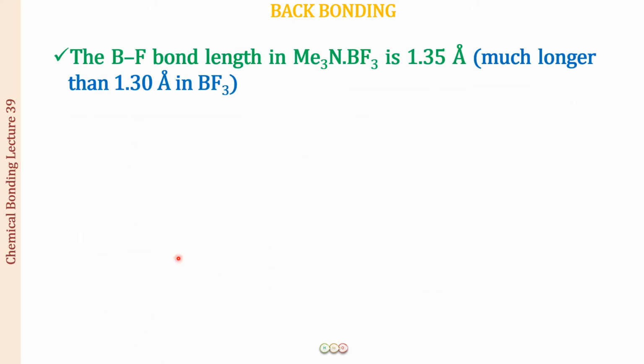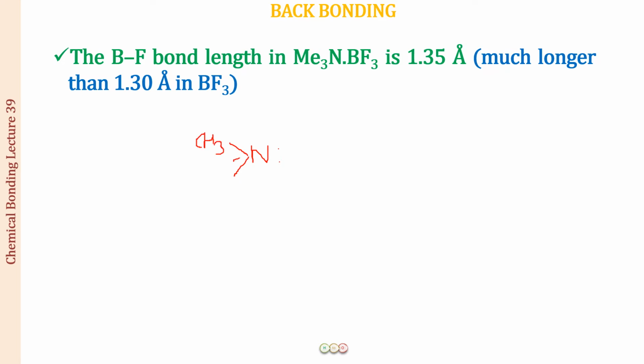Great. So let us see one more application of the B-F bond. So many applications you are learning, and any of these applications can come in the exam. These are all very important. The application here is that the B-F bond length in Me3N·BF3 is 1.35 angstrom, which is much longer than the 1.30 angstrom in BF3. Again, why? First of all, what is this compound? This compound is formed by the reaction of BF3 with trimethylamine.